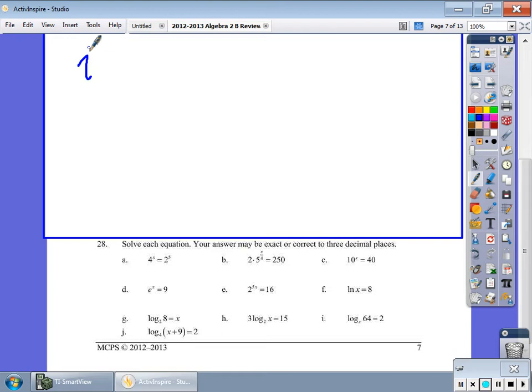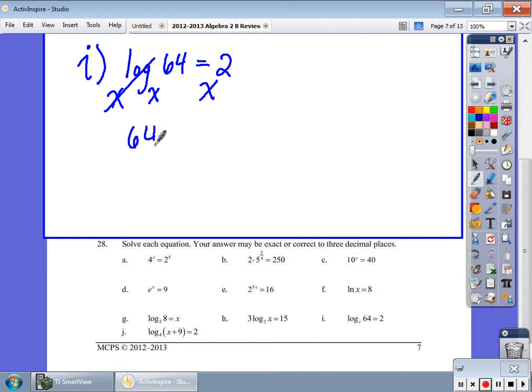Letter I is a little bit different. Letter I, we have log base x of 64 is equal to 2. What I recommend you doing here, again, is rewrite in exponential form. The x is gone. So you're asking yourself, 64 is x squared. So technically, x is equal to plus or minus 8, but we're only going to choose the positive 8. Again, that's because 8 squared is 64. Your base needs to be positive there, so x is equal to 8.